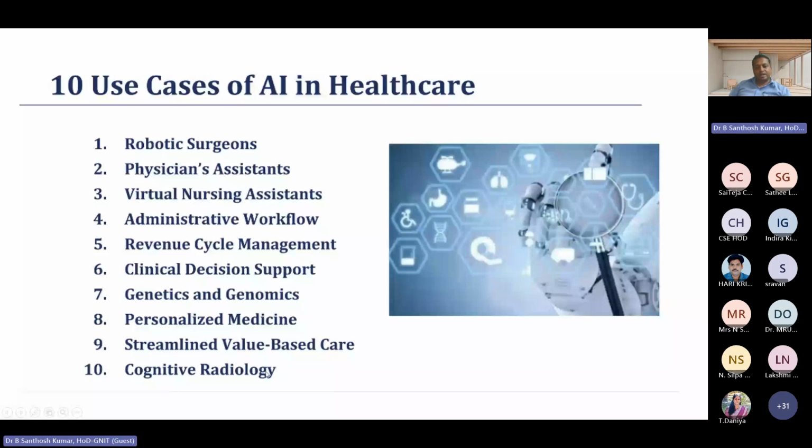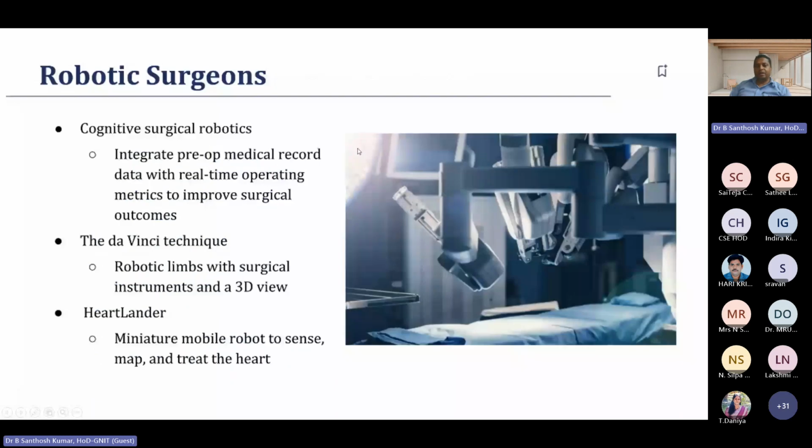So this is the robotic surgeon. For example, if you have to cut only this much depth, automatically that particular robot will cut only that much. Even we saw that in the Robo movie. So that particular robot will do the delivery very easily. So we can integrate pre-op medical report data with real-time operating metrics to improve surgical outcome. So which is using the Da Vinci technique only.